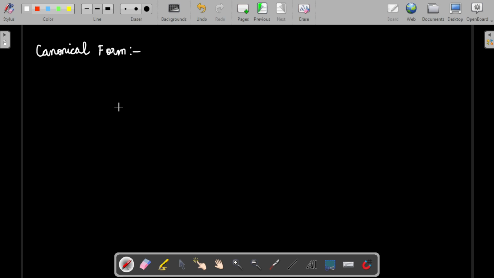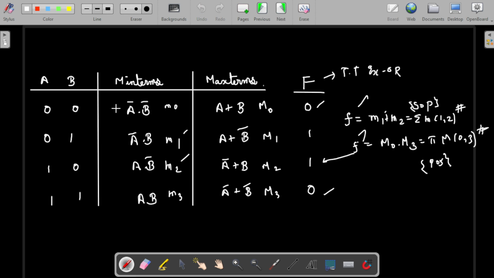So today we are going to discuss what is meant by canonical form and how we can derive and get that for each function. Last class we saw about min term and max term, which is nothing but a representation for a function. An XOR logic gate function can be represented in two ways: one with min term and another with max term. One is SOP and another is POS.